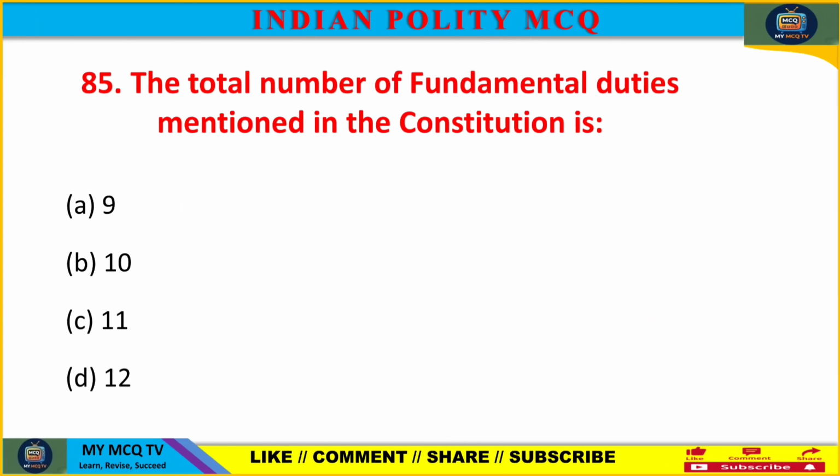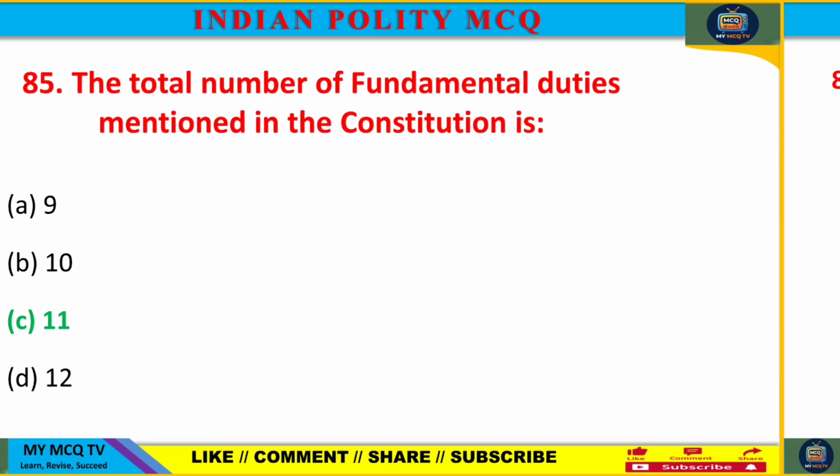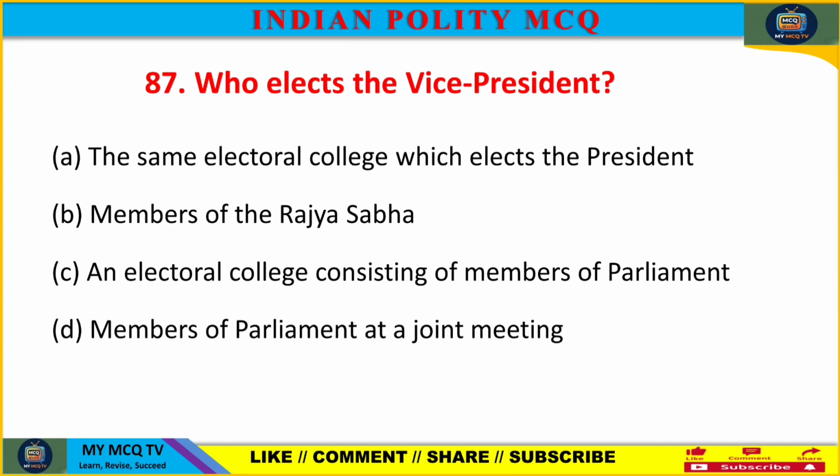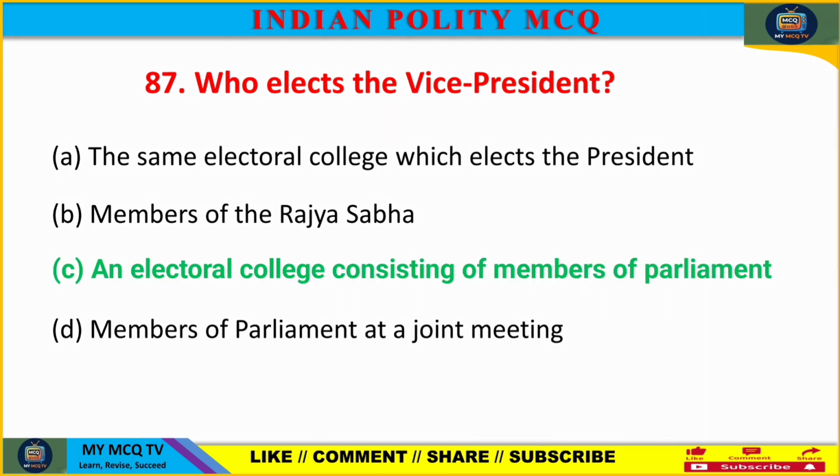The total number of fundamental duties mentioned in the Constitution is. Correct answer. C. 11. When the Chairman of Rajya Sabha acts as President, the duties of the Chairman are performed by. Correct answer. C. The Deputy Chairman. Who elects the Vice President? Correct answer. C. An electoral college consisting of members of Parliament.